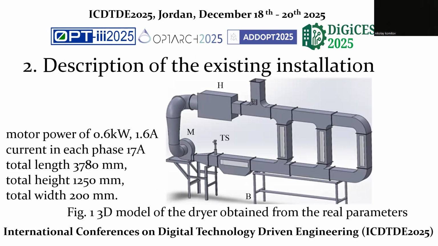Description of the existing installation. Figure 1 shows a 3D model of the dryer obtained from the real parameters. B is the base, TS is the thermostat and sensor, M is the motor, H is the heater. Motor power is 0.6 kilowatts and 1.6 amperes. Current in each phase is 17 amperes.